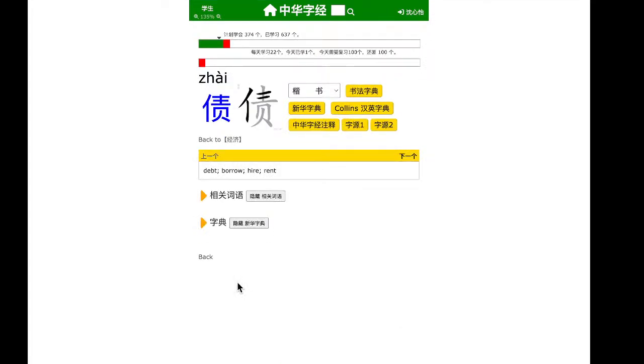债 means debt or borrow, hire, rent. But this refers to debt as a noun. 券 is a deed or ticket or guarantee. I think generally this is referring to a deed, like the documents that record the debt.